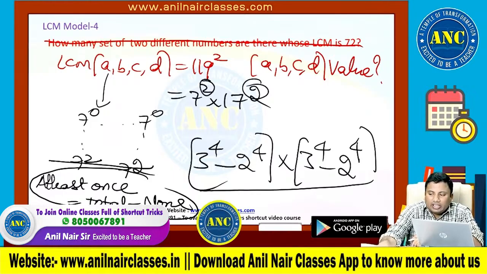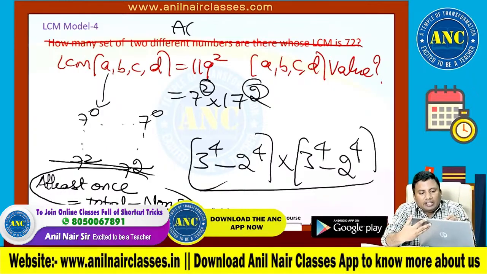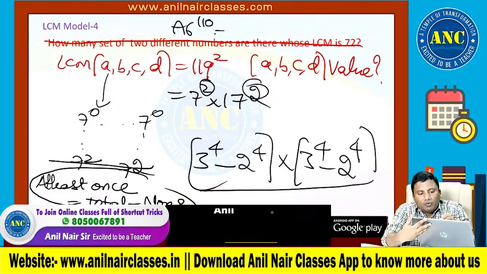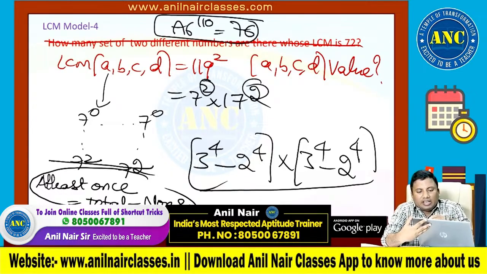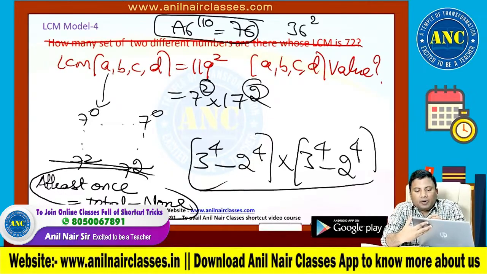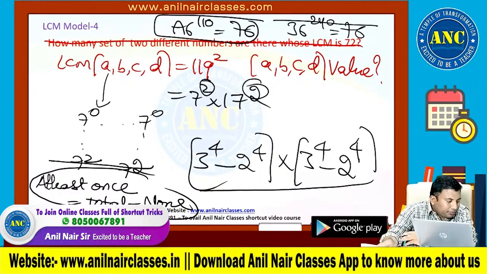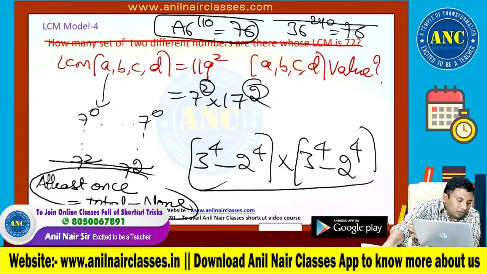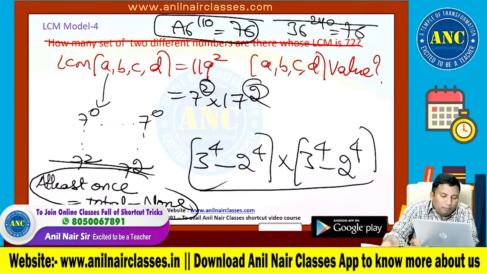All are shortcuts. Yesterday, for the last 2 digits also, we discussed that 6 power 110 is directly 76. We discussed 36 power 240. Directly we wrote it as 76. Yes, Rajat, it is definitely a tough question, but the only thing you should know is at least one sees total minus none. At least one sees total minus 1.